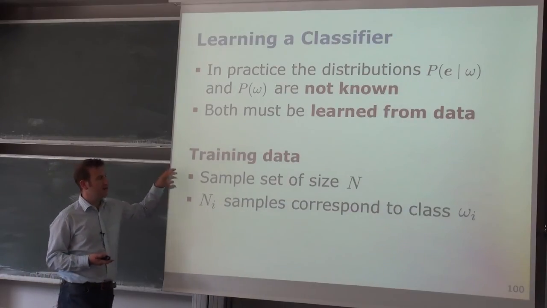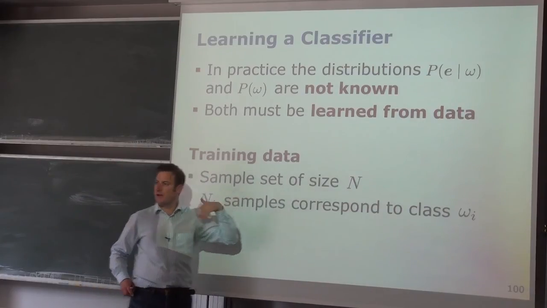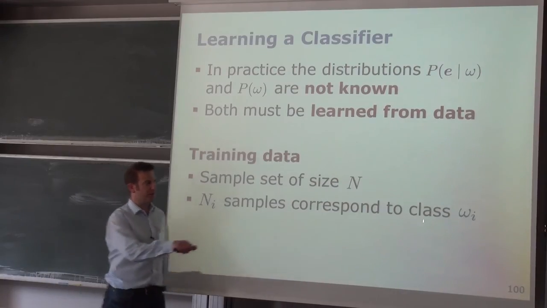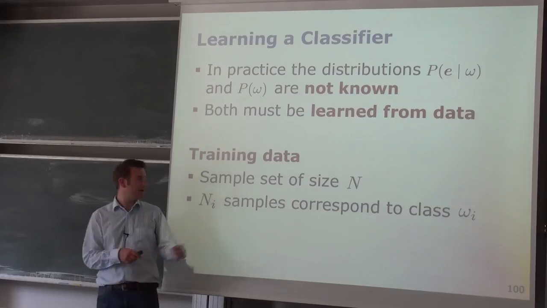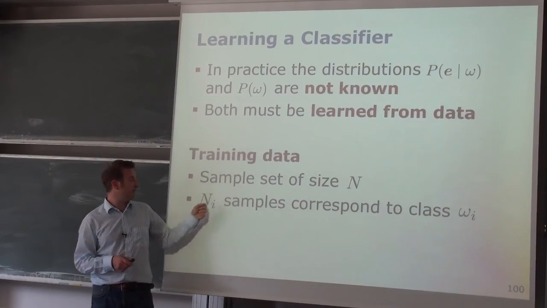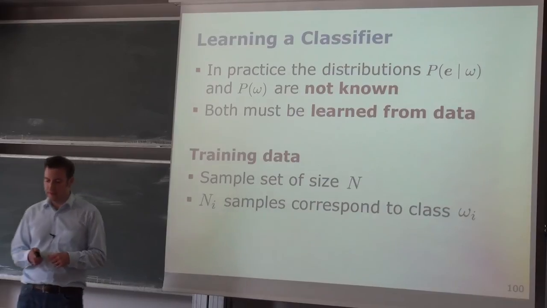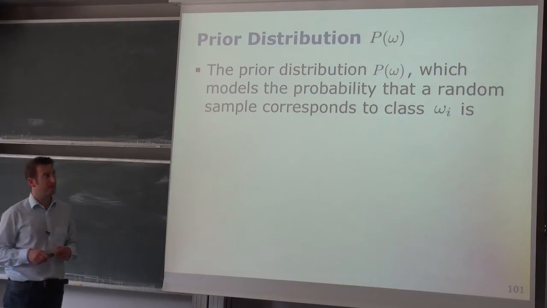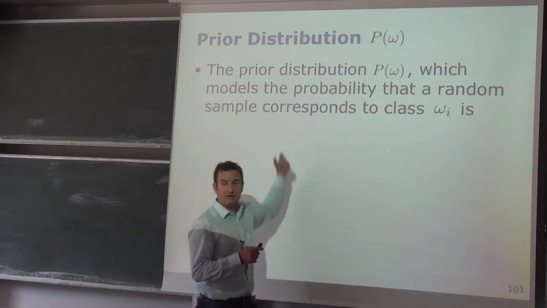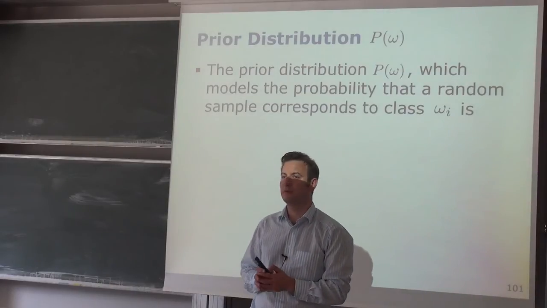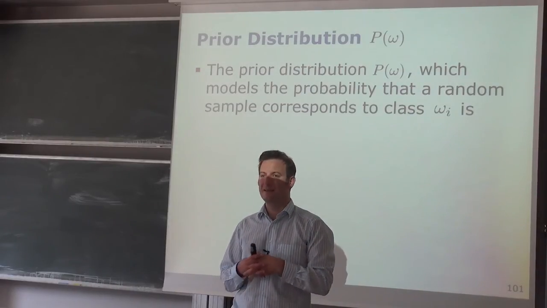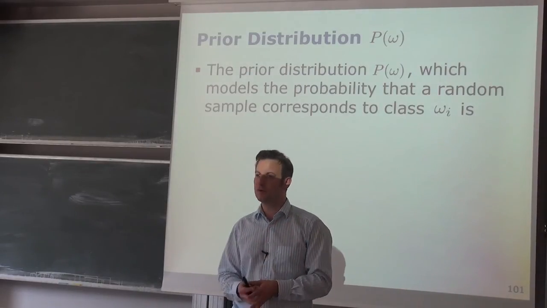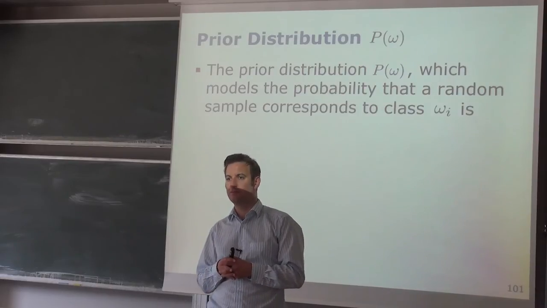So what I have is, I assume the sample size is n, so I have n training examples, and I have ni samples corresponding to the class wi. So n1 is the number of elements of class 1, n2 is the number of elements of class 2. So let's start with the prior distribution. How to obtain the probability for that prior distribution? So the probability that class 1 occurs, the probability that class 2 occurs if I don't have any observation. How do I obtain that?